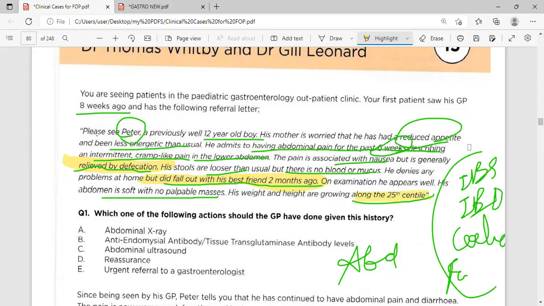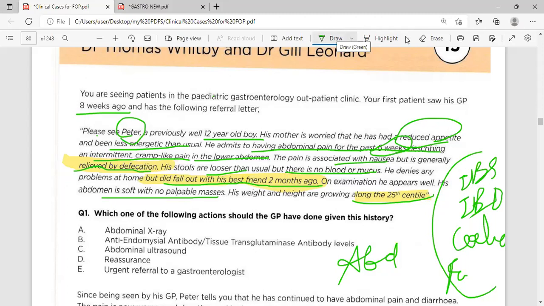So in case of IBS, what would be the scenario? What are the features of IBS? Intermittent constipation and diarrhea history. And what else? There would be history of stress and anxiety, alternating loose stools and constipation. History of fever, arthritis.